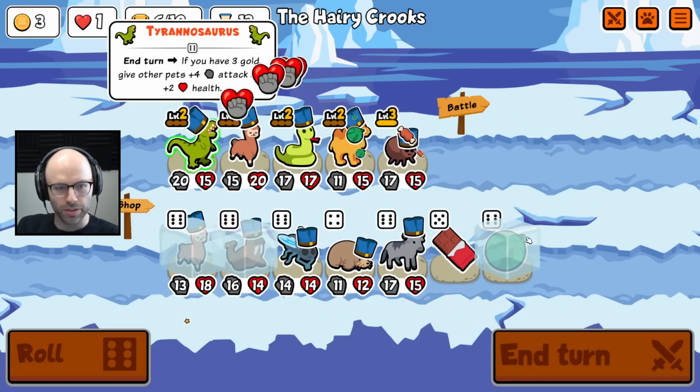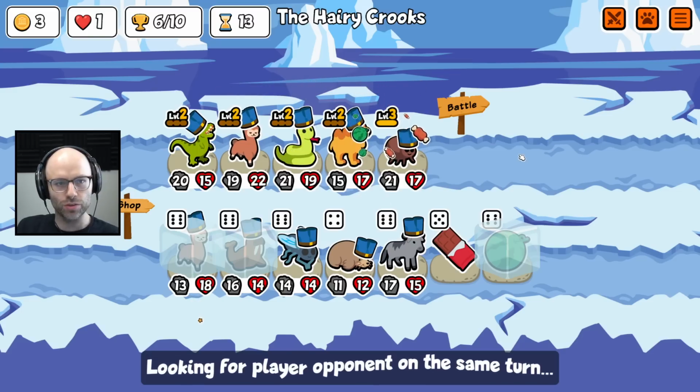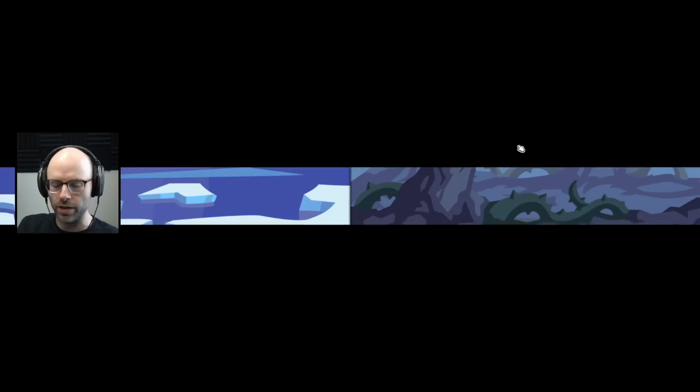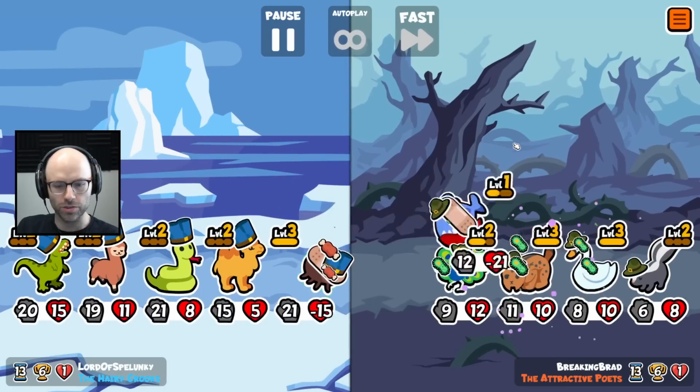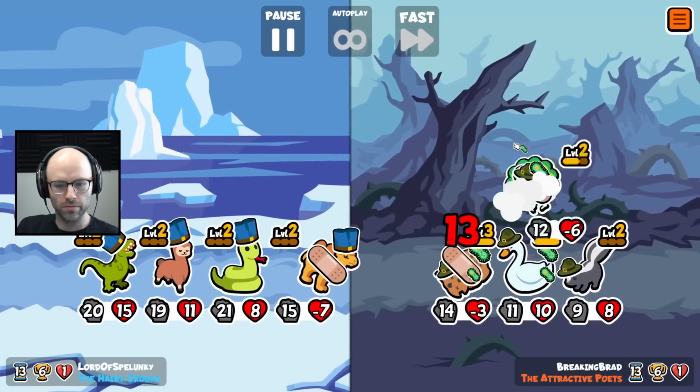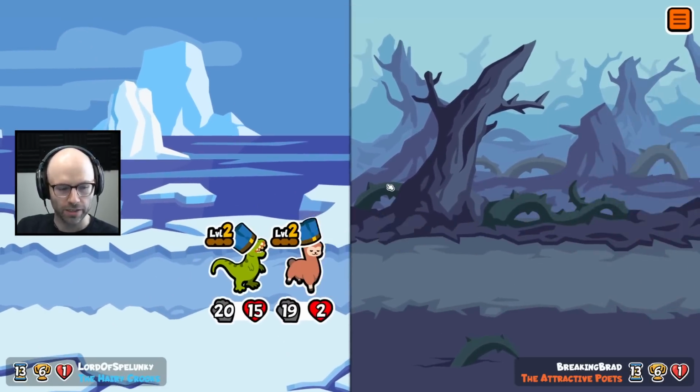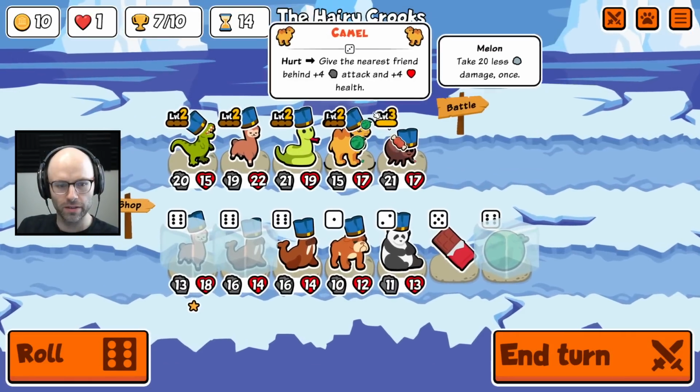Chocolate's not that valuable now that we have a level 2 T-Rex. I don't know. It's a weird spot. Camel needs to survive one hit. Or just do one attack is also fine. That's more like what I mean.